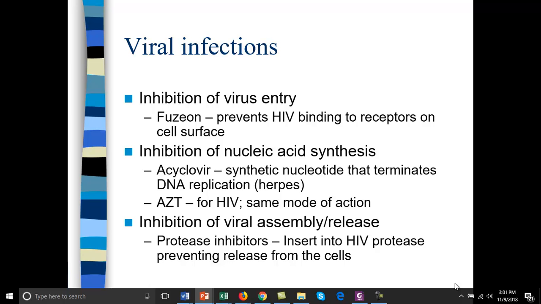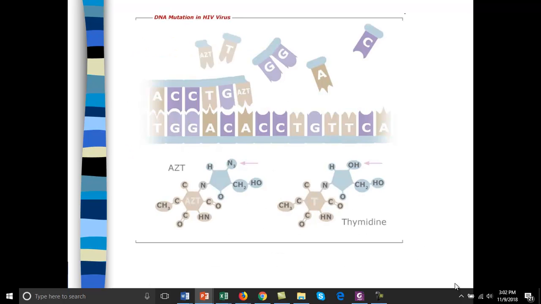Inhibition of viral assembly. So once all of the pieces of the viruses come together, then you inhibit that, or you inhibit the release of the virus from the cell, like protease inhibitors. They insert into HIV protease, and HIV protease breaks down the cell so that the virus can release. So these protease inhibitors block that action.